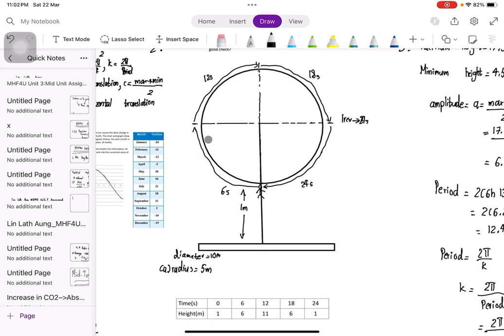And as it rotates here, at 6 it would be 6 because this is 1 meter and the radius would be 5 meters. So the total height would be 6 meters. And moving on to 12 seconds, we get 1 meter plus diameter 10 meters, so we get 11 meters. And it then cycles back down, and 18 would be 6 and 24 would be 1 respectively.